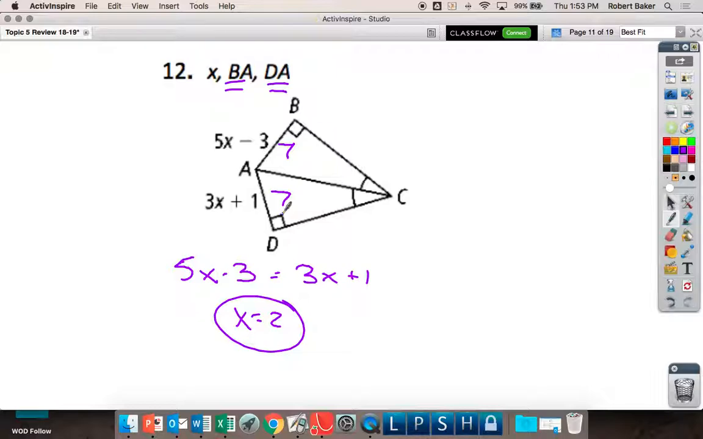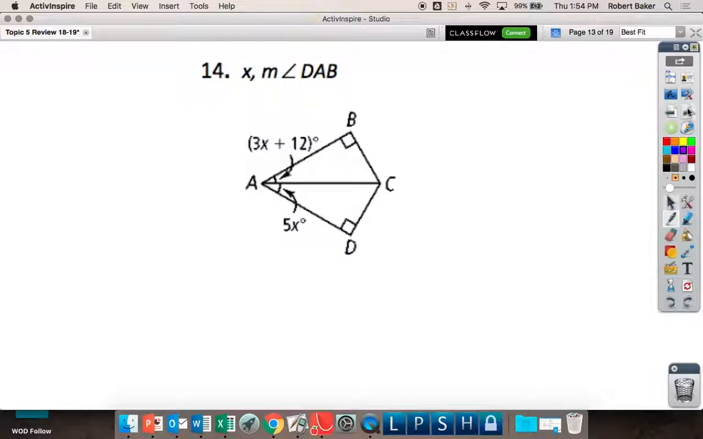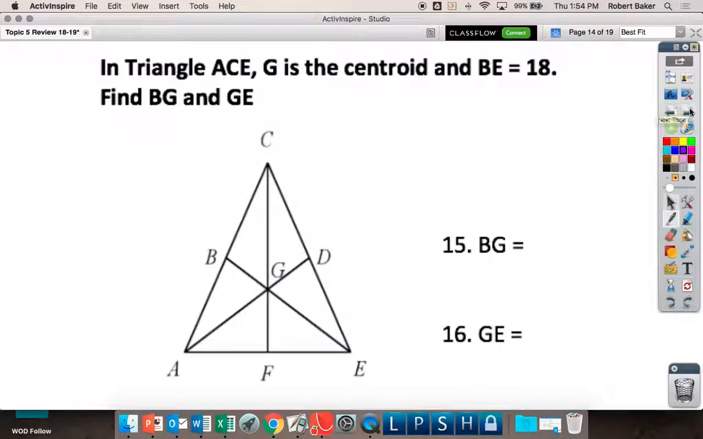So that pretty much takes care of that whole top of the page. When in doubt, equal it out. And then you get to this question. The old C word. Centroid. Uh-oh. So it says G is the centroid and BE from here to here is 18.